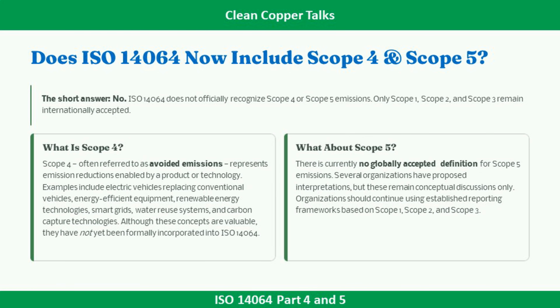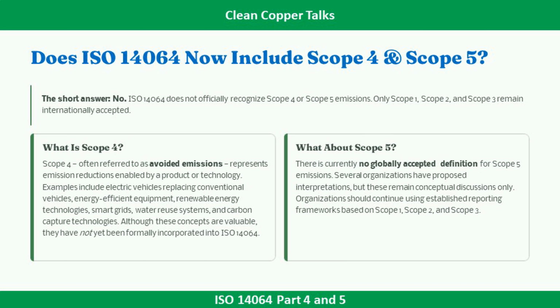Does ISO 14064 now include Scope 4 and Scope 5? This is probably the most searched question today. The answer is no. ISO 14064 does not officially recognize Scope 4 or Scope 5 emissions. Only Scope 1, Scope 2, and Scope 3 remain internationally accepted.